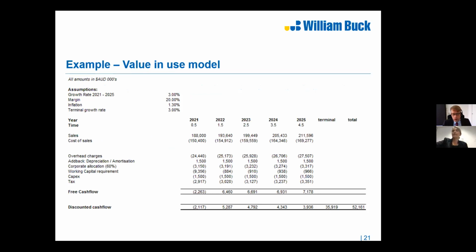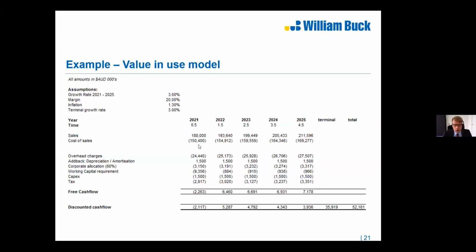Thanks, Liz. So just to tie that all together, I have put together a brief example here to illustrate how this would be calculated in a value in use model arrangement. You can see here we've got an example with 5 years of cash flows based on sales starting off from year 1 of 188 million. We've got a growth rate of 3%, a gross margin of 20, inflation at 1.3, and a terminal growth rate at 3.